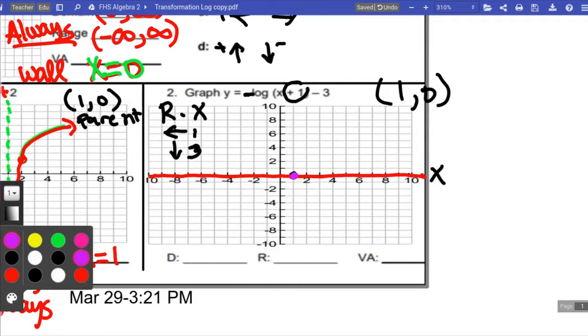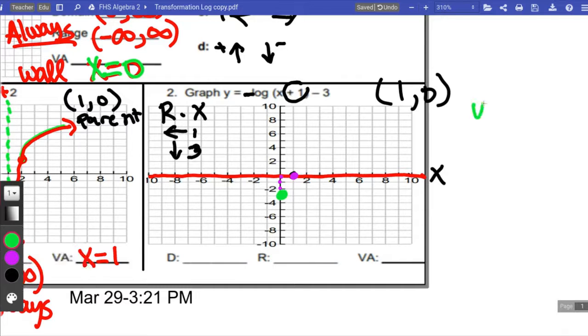Now you move it 1 time to the left. 1 time will be here. And then 3 times down, 1, 2, 3. It'll be right here. That's the new point, right? Let's go with green. That's the new point right here. Now let's not forget to draw a vertical asymptote. A vertical asymptote is located at the opposite of this number, so -1, like my wall. So -1 is right here. There goes my wall.